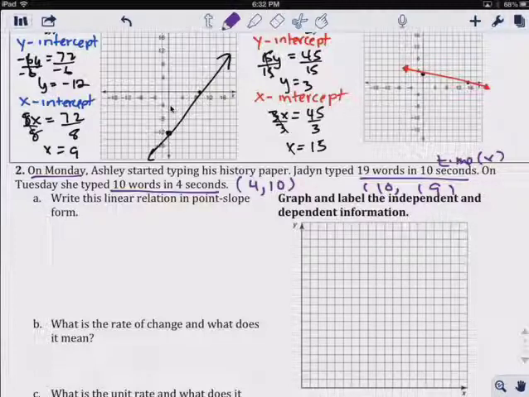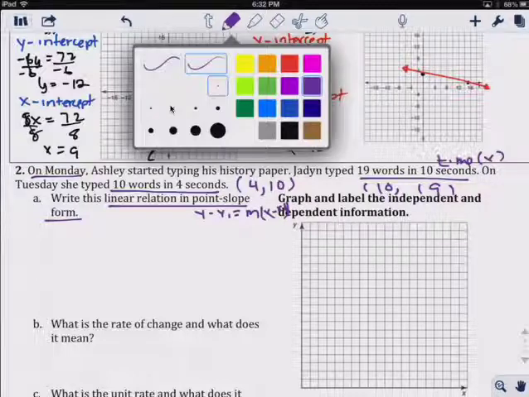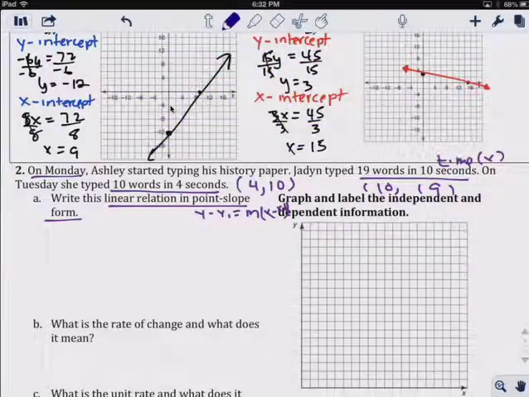Write a linear equation in point-slope form. Now, they don't want it in y-intercept. They only want it in point-slope. So y minus y1 equals m parentheses x minus x1. Like that. Okay? We need to find slope here. So in order to find slope, we do m equals y2 minus y1 over x2 minus x1.